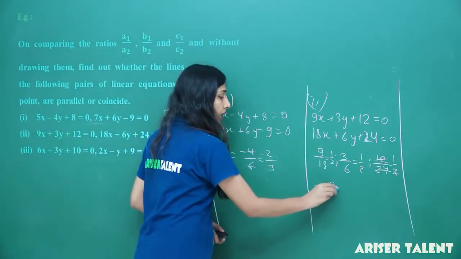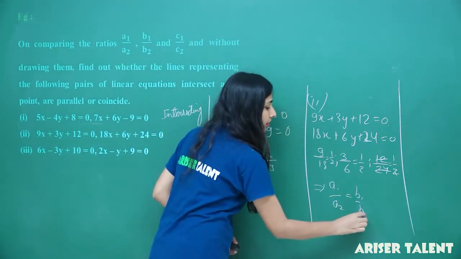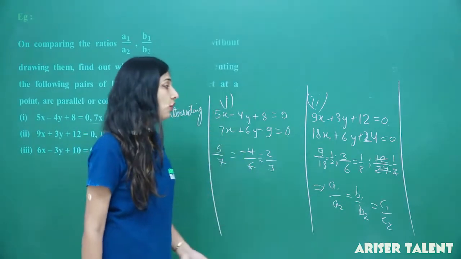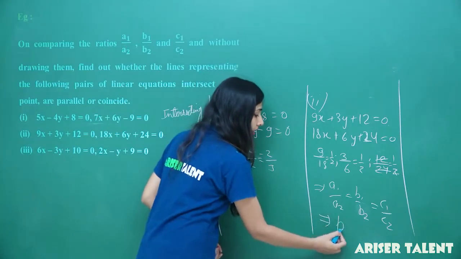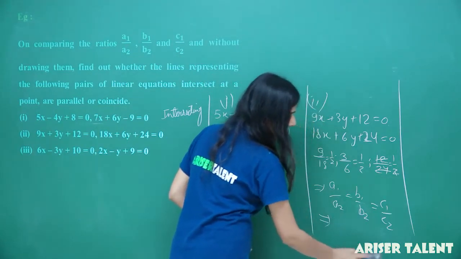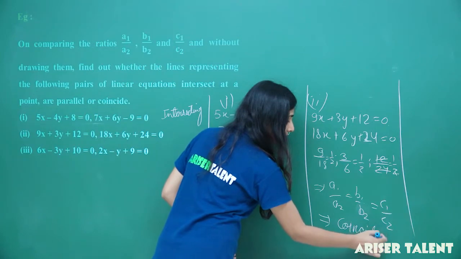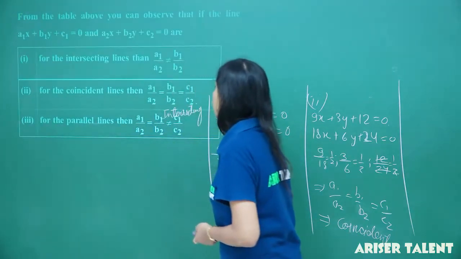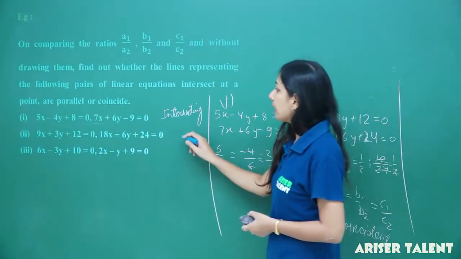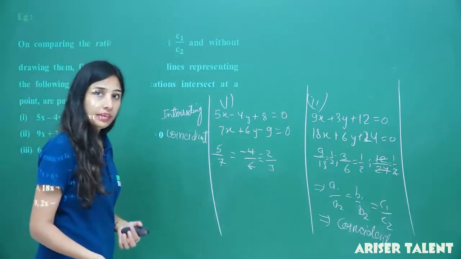That means a1 by a2 equals b1 by b2 equals c1 by c2. Right, students. Now if they are equal, what does it mean? Not that they are parallel, they are coincident. For coincident lines, we have a1 by a2 equals b1 by b2 equals c1 by c2. So the second pair will be coincident. That means the lines will simply overlap if the ratios are the same.